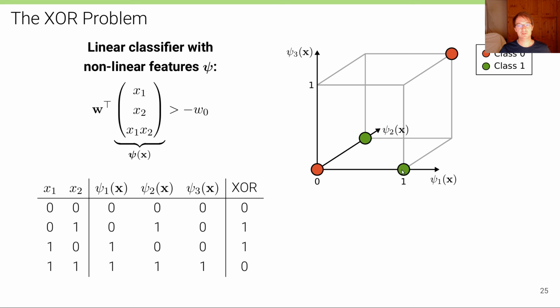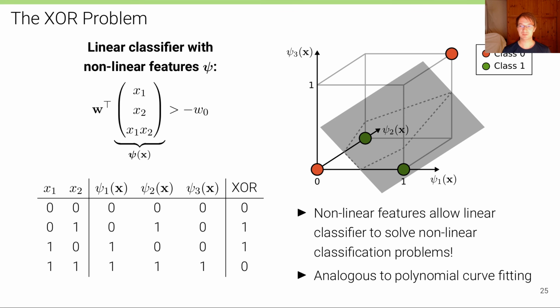And then we have these two points 0, 1, 0, and 1, 0, 0, which should be classified to class 1. And now you can already see that in this lifted space, in this higher dimensional feature space, it now becomes suddenly possible to separate these classes. For instance, by this plane. It's of course difficult to draw in 3D, so I did my best here.